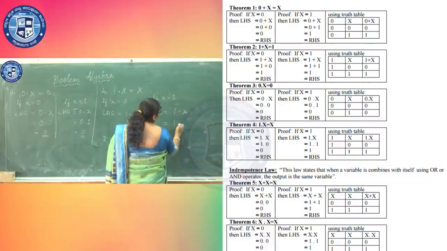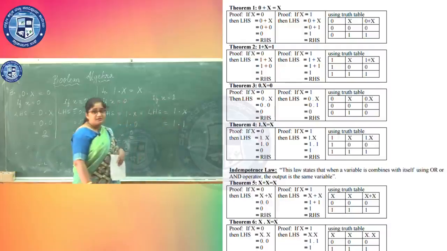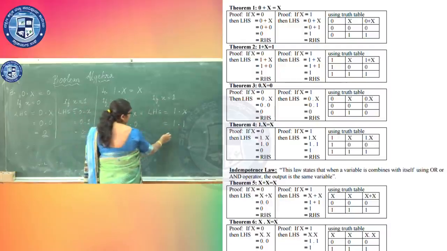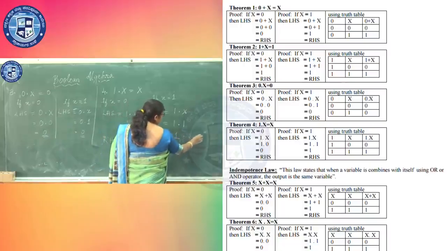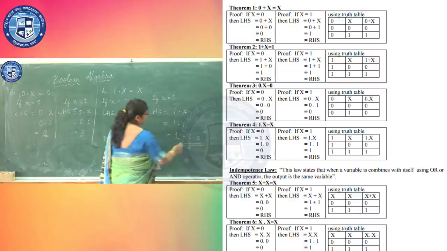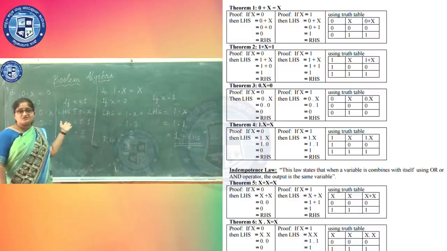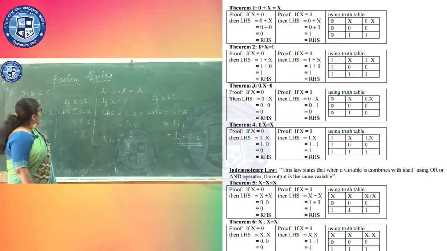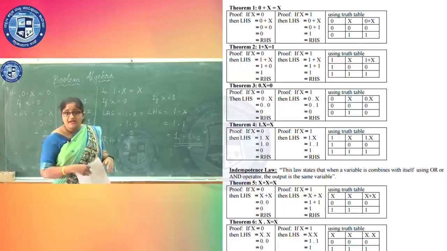1 and 1, that is equal to 1, and that is our right hand side. So this was the properties of 0 and 1. We have proved all the four theorems of properties of 0 and 1.